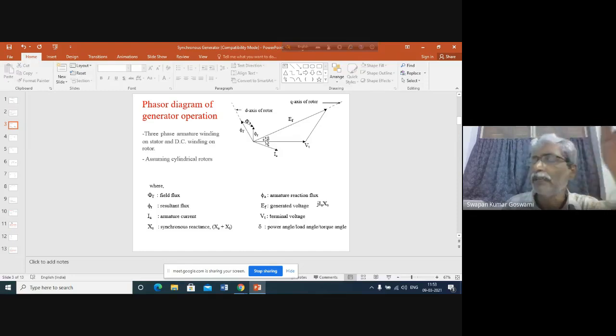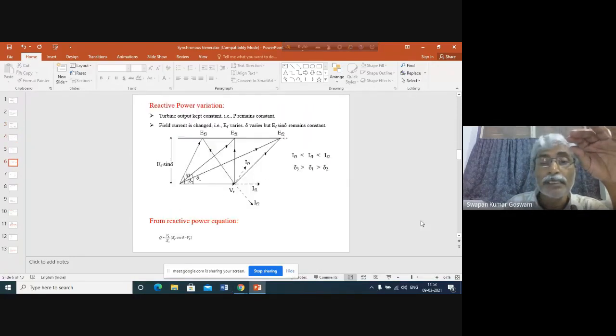So delta variation is possible in two ways. One is directly by controlling the input power to the generator, which we are not doing now. Previously we have done this. Now this variation of delta is due to the variation in the field current. If we decrease the field current, delta value increases. If we increase the field current, delta value decreases.